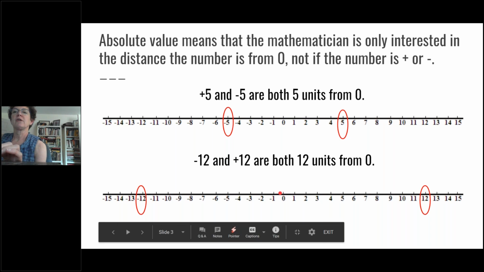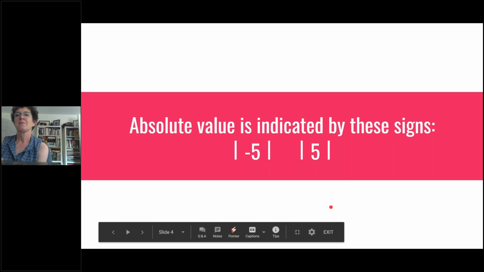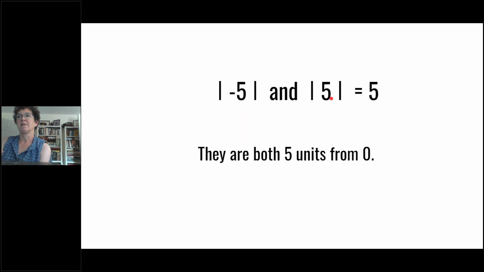So here we are again. We're starting from 0. Negative 12 is 1, 2, 3, 4, 5, 6, 7, 8, 9, 10, 11, 12 units from 0. And positive 12 is also 12 units from 0. Absolute value is indicated by these signs. There are 2 straight bars surrounding the number. So it looks like vertical lines surround the number, and that's the absolute value sign. The absolute value of -5 and the absolute value of +5 are the same. They are 5. It is telling us that they are both 5 units from 0.